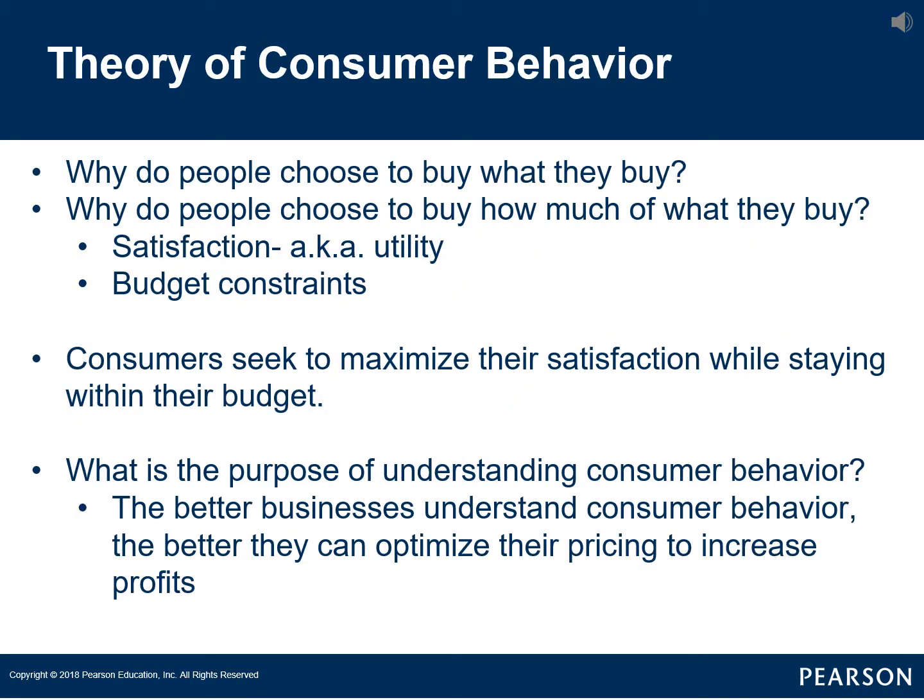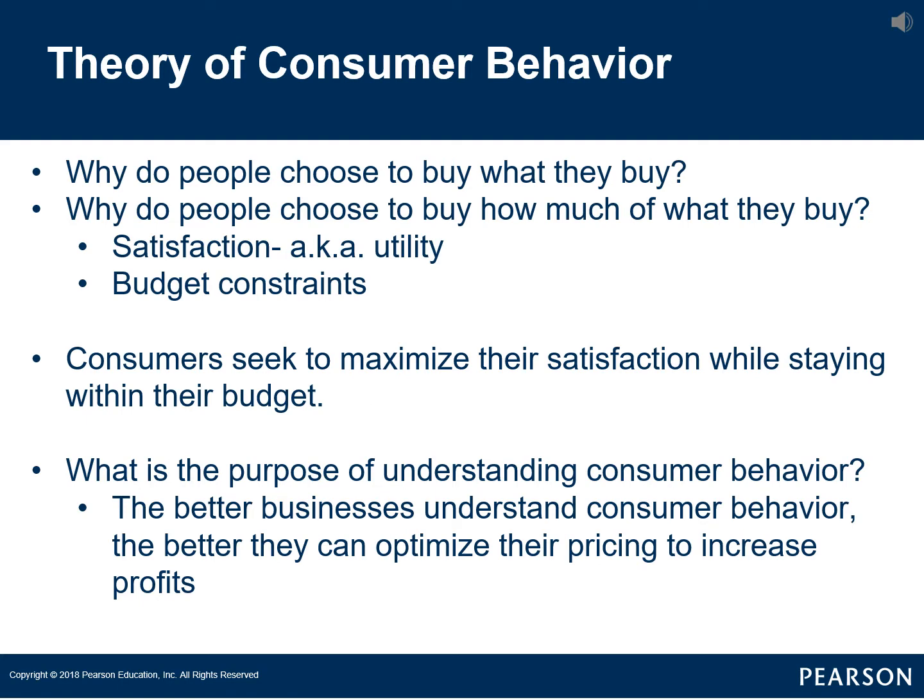So in sum, if we're going to summarize the theory of consumer behavior, basically economists are trying to figure out why people choose to buy what they buy and why they choose to buy how much of what they buy. What we know is that two major things play into determining why consumers buy what they buy and how much they buy.